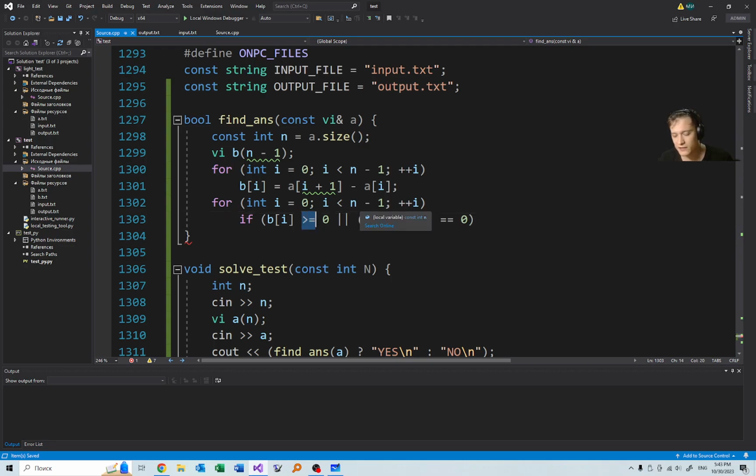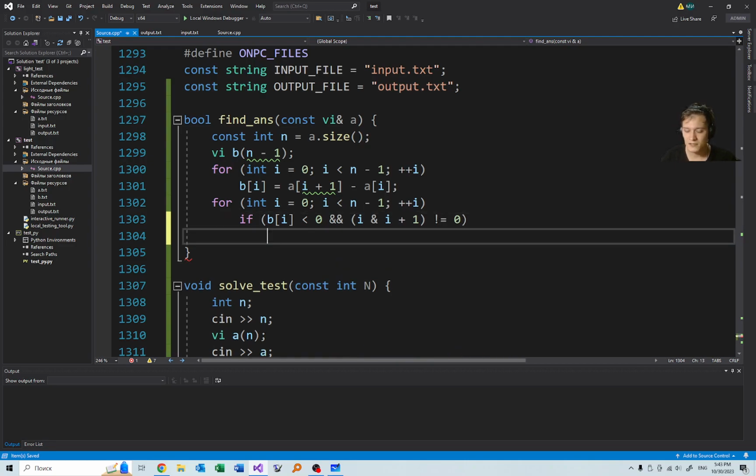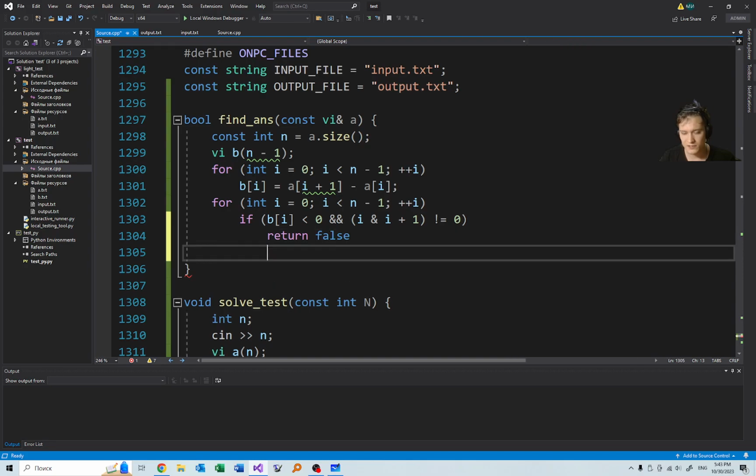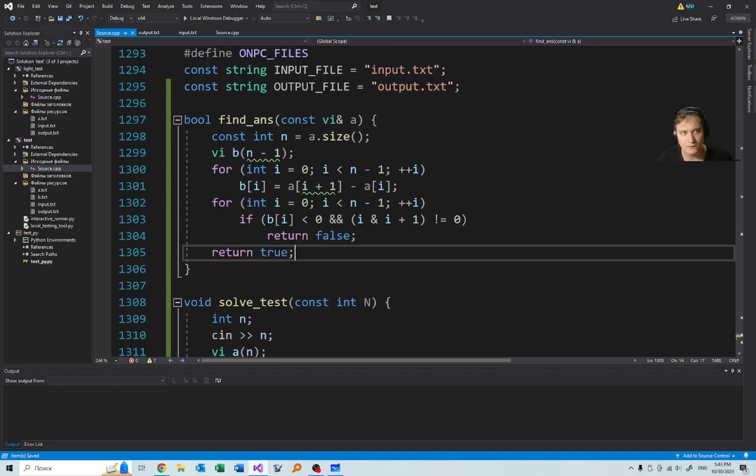So let's check the inverse. It is bad if both it is a negative number and this is not 0. In this case, we have to return false. Otherwise, we return true. Let's check it on this nice sample.